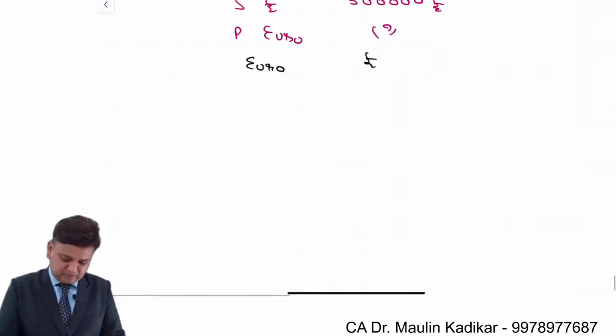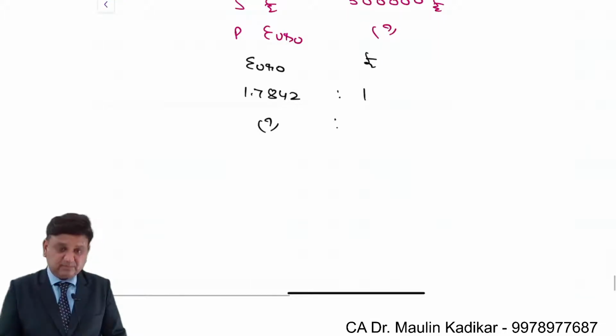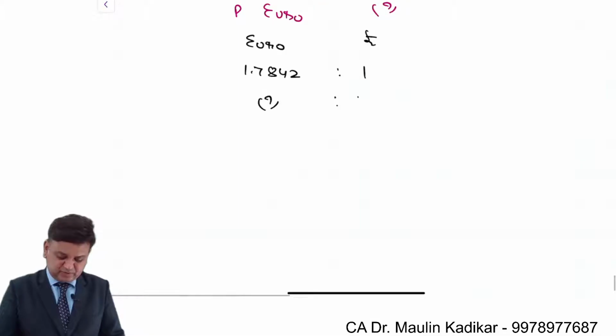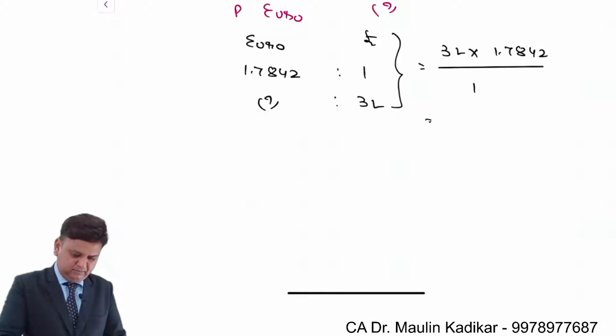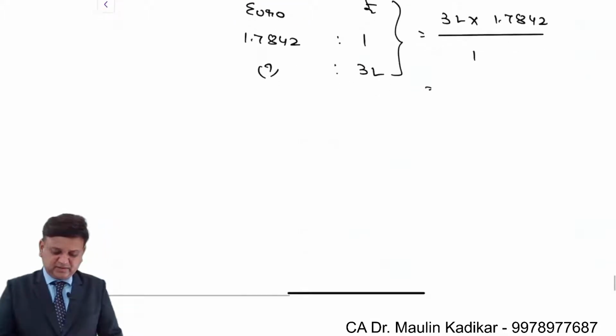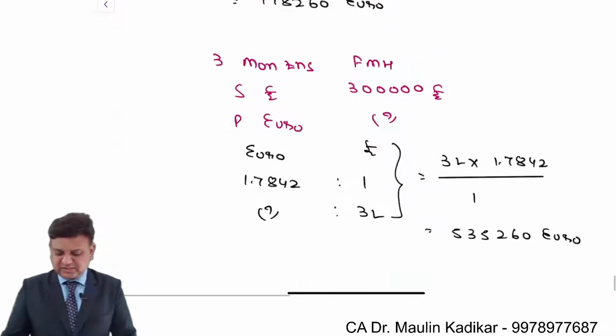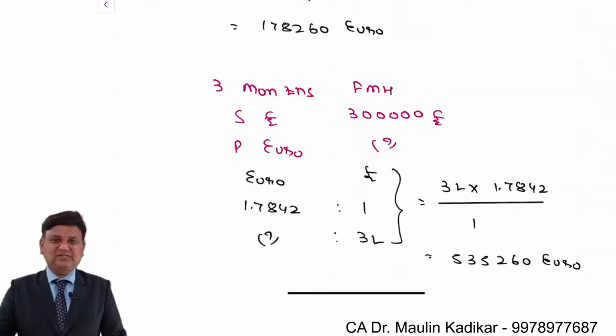So euro and pound. So this amount of the euro for 3 lakhs pound: 3 lakhs into 1.7842 divided by 1. So 535,260. This is the amount of the euro that you are going to receive.